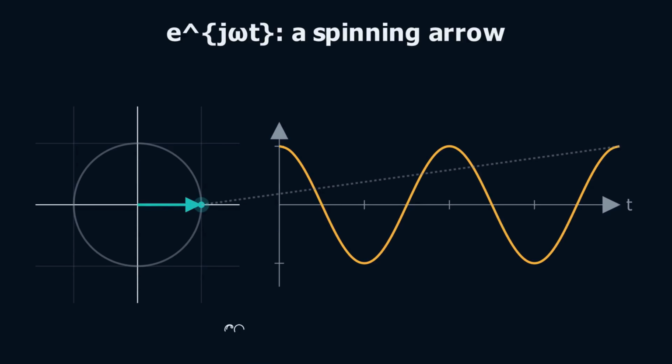And here is the identity we'll use for the rest of the series. A real cosine is the sum of two arrows spinning in opposite directions, their vertical parts cancel, their horizontal parts add. That opposite spinner is the famous negative frequency. Nothing spooky. Just clockwise. One last question.